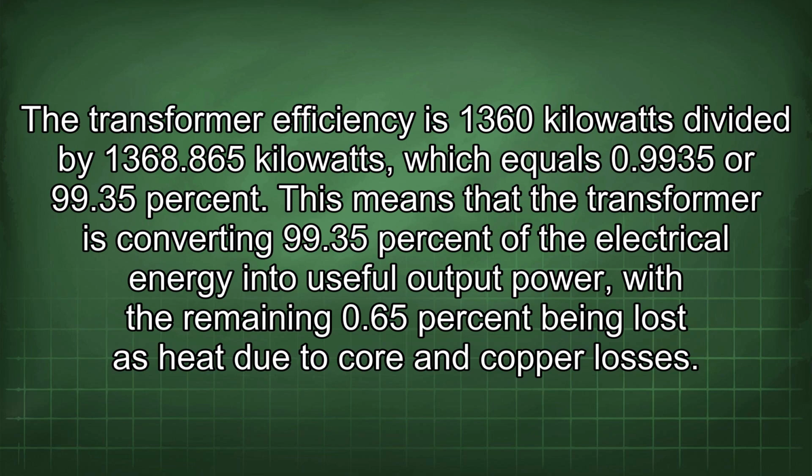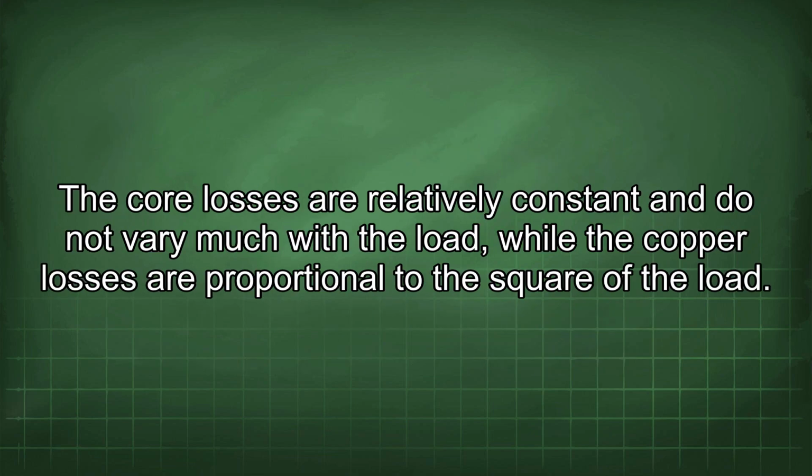0.9935 or 99.35%. This means that the transformer is converting 99.35% of the electrical energy into useful output power, with the remaining 0.65% being lost as heat due to core and copper losses. The core losses are relatively constant and do not vary much with the load, while the copper losses are proportional to the square of the load.